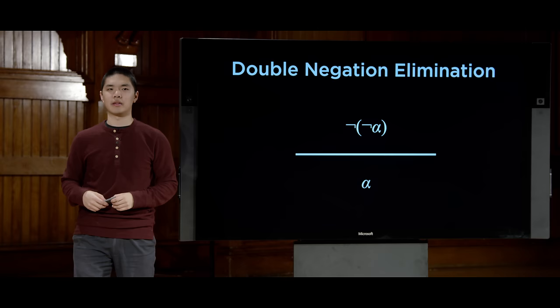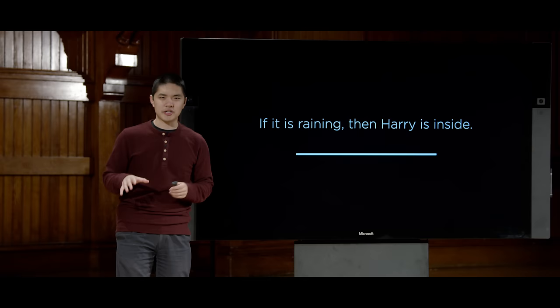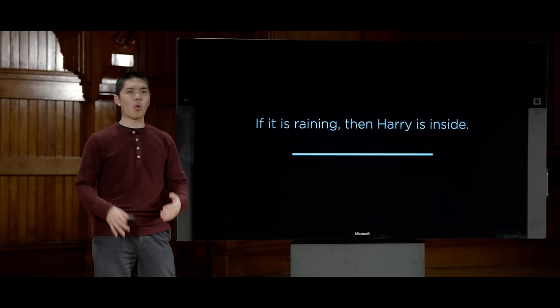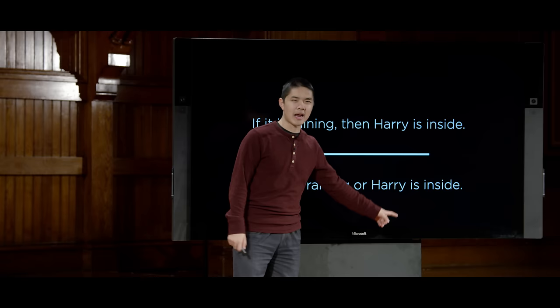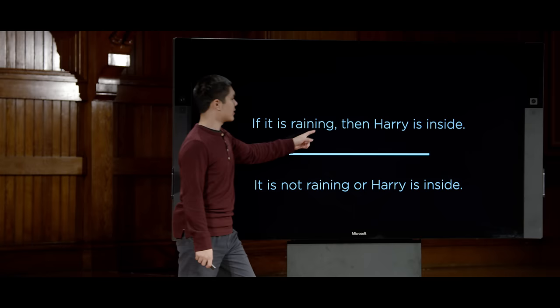If I have, if it is raining, then Harry is inside. How do I reframe this? Well, this one is a little bit trickier. But if I know if it is raining, then Harry is inside, then I conclude one of two things must be true. Either it is not raining, or Harry is inside. Now, this one's trickier, so let's think about it a little bit. This first premise here, if it is raining, then Harry is inside, is saying that if I know that it is raining, then Harry must be inside.